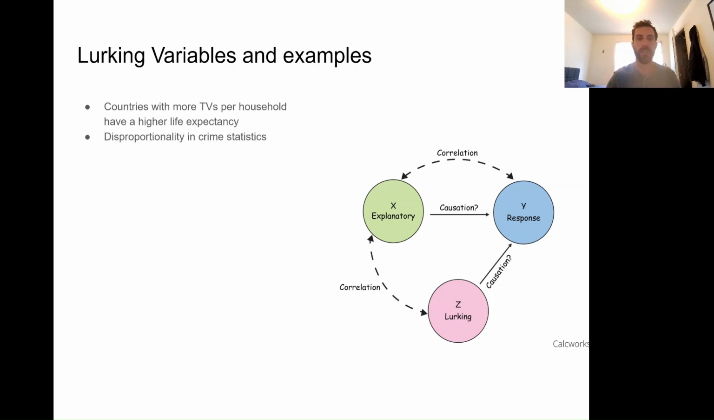So let's go over a silly example. This is a true statistic. Countries with more TVs per household have a higher life expectancy. So the mistake in inference would be to say that causally TVs increase your life expectancy, right? Scientifically, it's kind of a ridiculous idea. Like, on what basis do we think that TVs would improve your life expectancy? I want you to take a minute and think about what the lurking variable there might be.